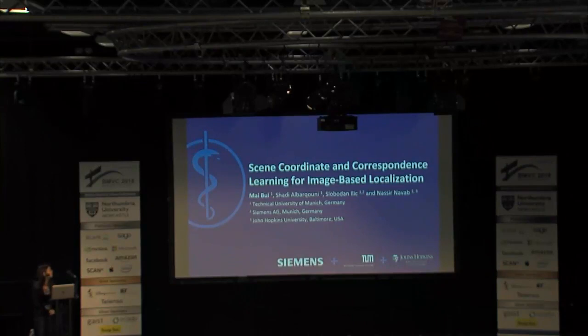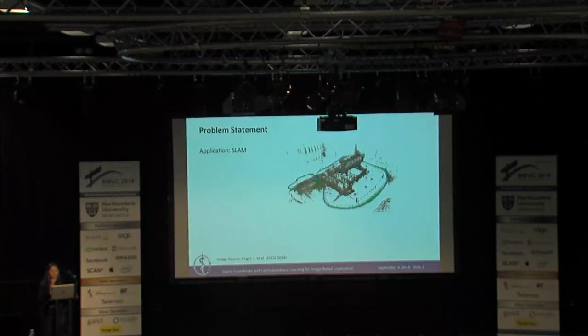So today I will present our work on scene coordinate and correspondence learning for image-based localization, which was done in collaboration of Technical University of Munich and Siemens Corporate Technology. As you all know, SLAM is a currently widely researched topic in computer vision as well as in robotics and navigation to guide a robot and simultaneously build a map of the environment.